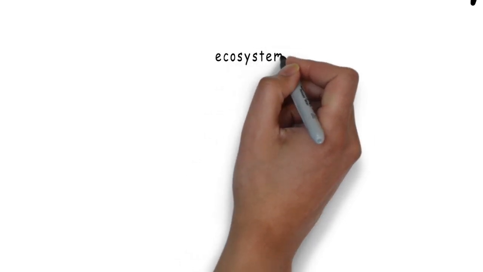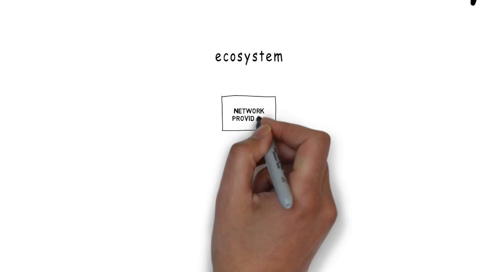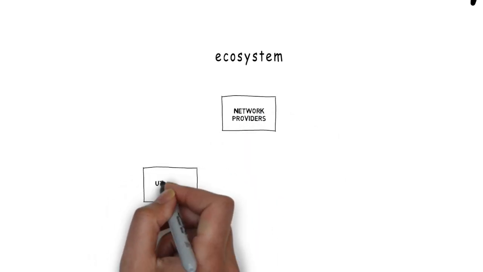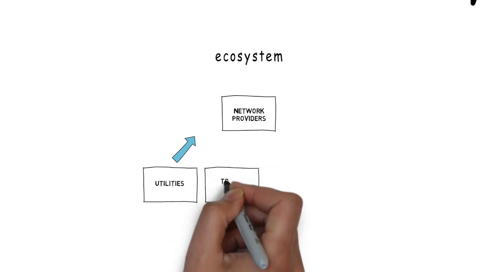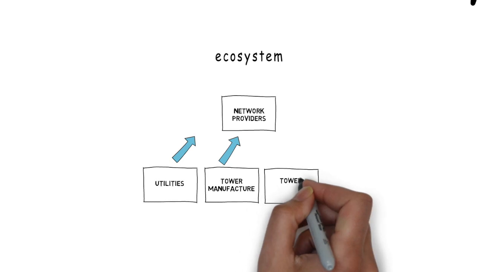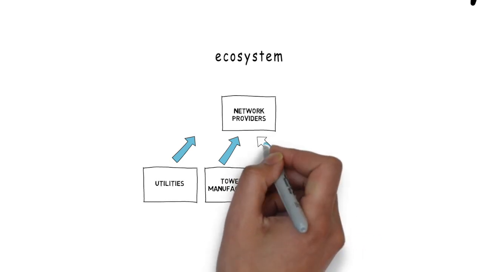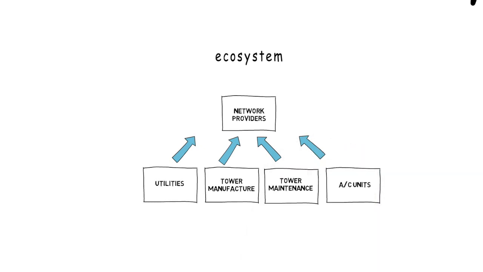Let's look at the ecosystem. AT&T is a network provider, and they are served by at least 4 major categories of businesses that relate to this ecosystem. Utilities send them electricity. Tower manufacturers sell them towers. Tower maintenance companies perform the service, and AC manufacturers sell them the AC equipment for each tower. Our challenge is to understand the business model for each of the 5 members of this little ecosystem.